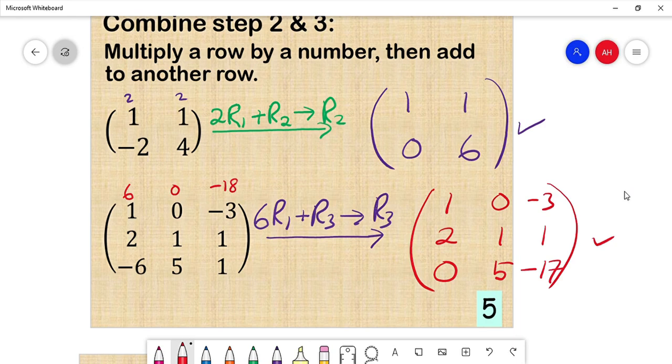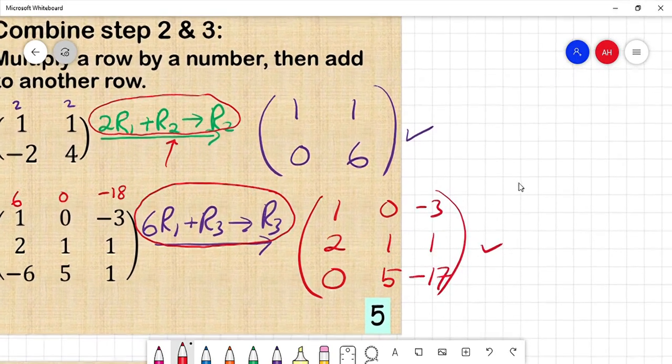Please take note that what we have done here is that we multiply a row by a number first, and then we add it to another row. That's the operation. It is very important to write down the operation clearly, like what we did here. Usually we write the operation above the arrow. Write the operation above this arrow.